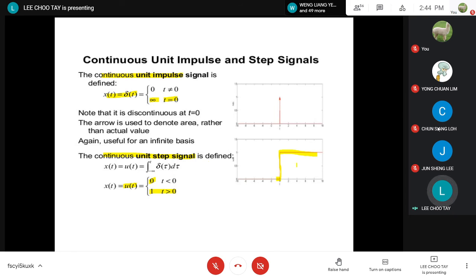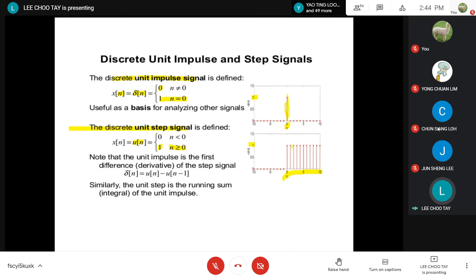You can see this is for continuous, so it's continuously 1. But for discrete, the value is 1, or the output is 1, only at certain times, where all the n values are. So it's not continuous in that manner.